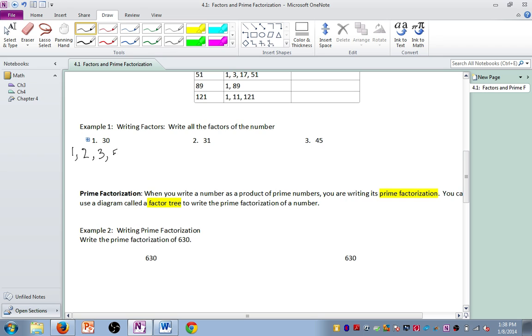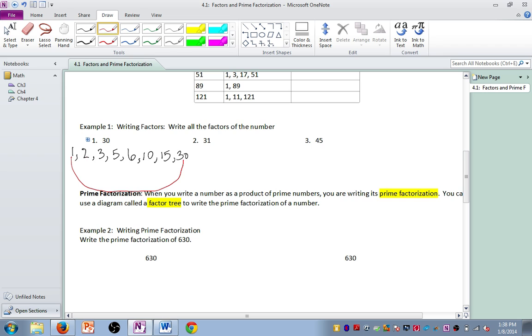It's divisible by 5, 6, 10, 15, and 30. And what you might notice about these factors is that they match up. In other words, when you multiply them together, they are the number that we're looking at. So if I start with my number all the way to the left, and I multiply it with the number all the way to the right, 1 times 30 is 30.